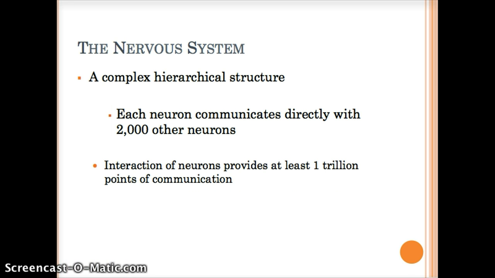Okay, so the nervous system we know is a really complex hierarchical structure, and it's composed of around 100 billion neurons. And each neuron communicates directly with 2,000 other neurons. So we're using neurons as communication in our brain, and the interaction of neurons provides at least 1 trillion points of communication.